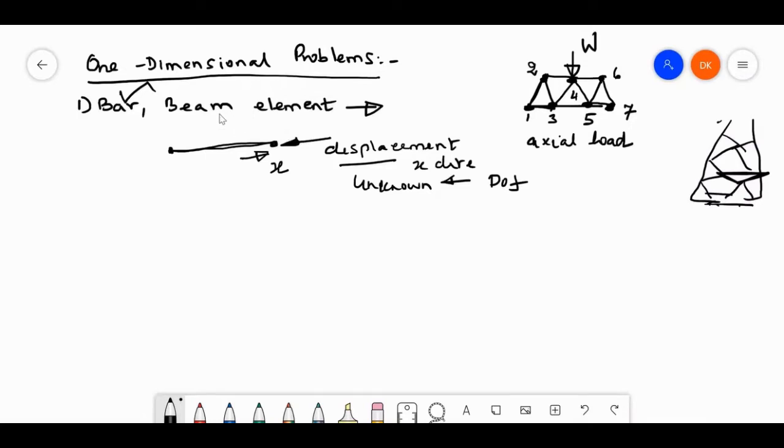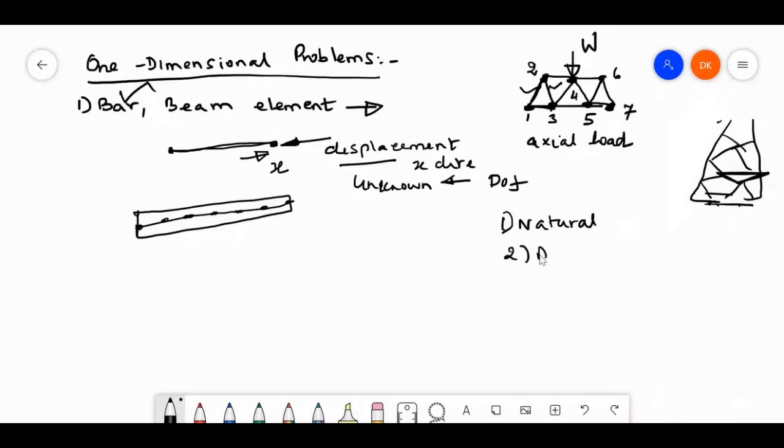Whereas in the beam, in the solid also, you can consider a solid rod like this. This may be divided into a number of elements. Whereas here, all the frames are called elements. What is the difference between these two? In the first chapter itself, I told that there are two types of discretization: one is natural discretization and the other is artificial discretization.